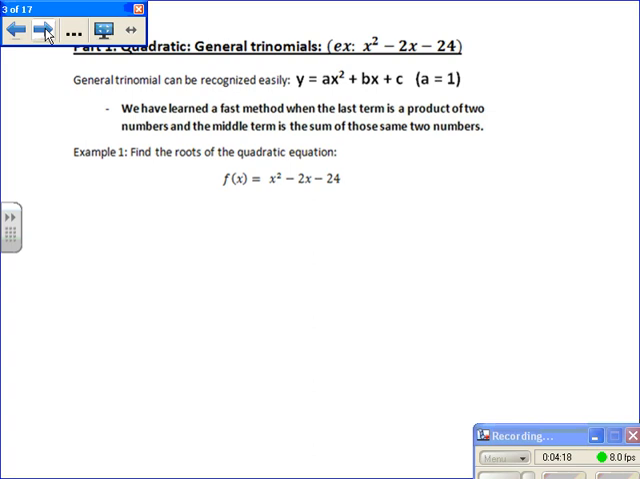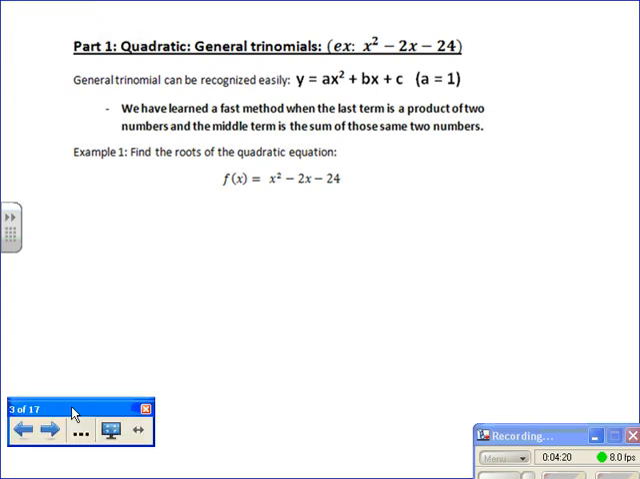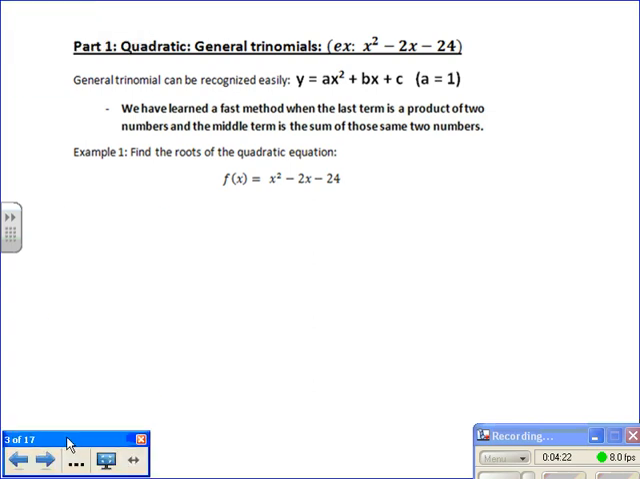So for part 1, we're looking at quadratic functions that have an equation which is a general trinomial. Again, I'm going to remind you, when you're looking at this, the number in front of the x squared is going to be a 1. The coefficient there is a 1. Or if there's a GCF, after we factor that GCF out, we're left with a 1 in front. That's called a general trinomial.